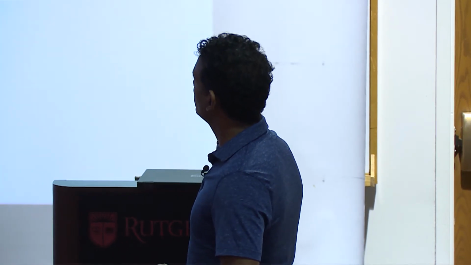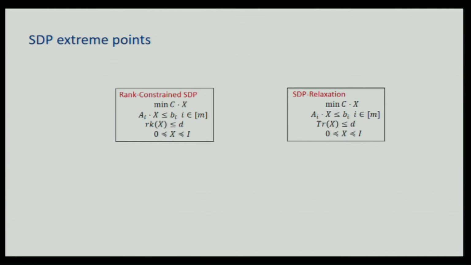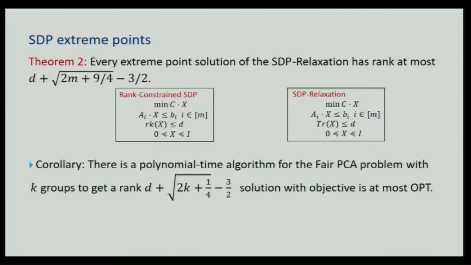Okay. So the general version of this, where these two are identical, is that when you have m constraints, the rank can be violated. The extreme point solutions of this don't have to be rank D, but they will be rank at most D plus the square root of the number of inequalities, basically, which is less than 1 in the case of one constraint. Okay, so that's how you get the main theorem.